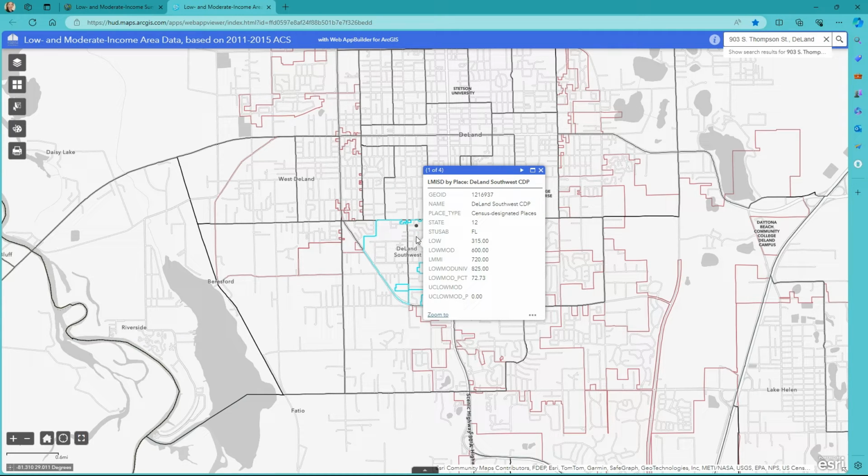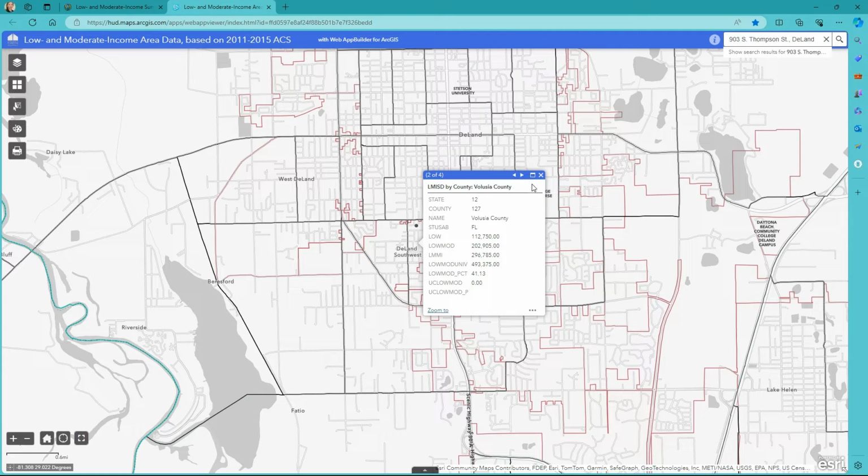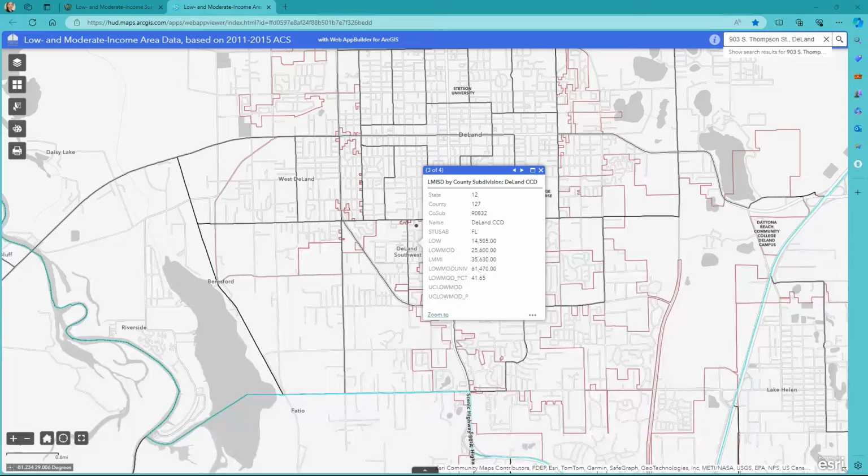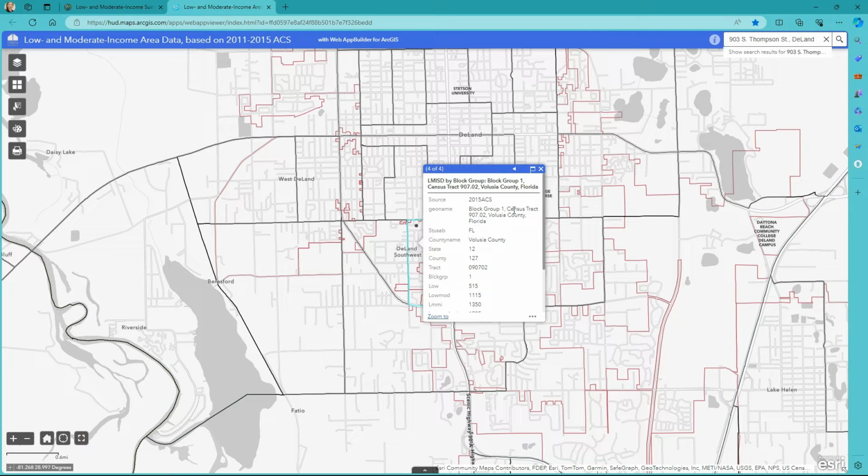You can click on the block group that you need information on. You'll see that actually 4 pieces of data are pulled up. 4 different data sets are pulled up when I click there. We need to make sure we look at which one. Right now it's showing us the CDP. That's not what we're trying to reference. If we click to the right, now it's showing us the information for Volusia County as a whole. We are not referencing that. Next, there's a subdivision. And lastly, we can see the block group information.